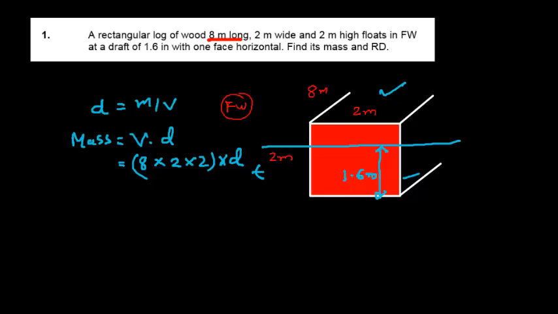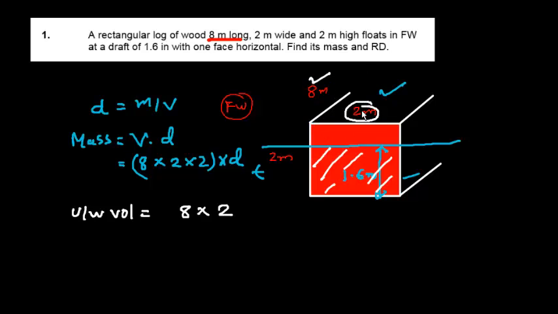Now what is the underwater volume? See, this one is the underwater volume. So here underwater volume is again 8 into 2, because this one is 8 meter, this length, and this one is 2 meter, and this draft which is given, which is 1.6, cubic meter.